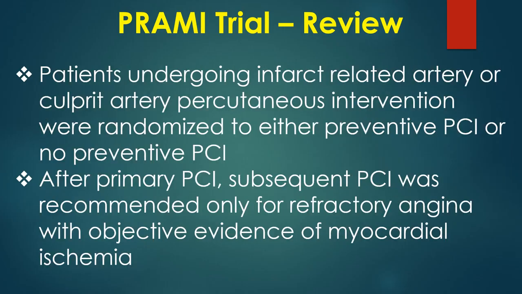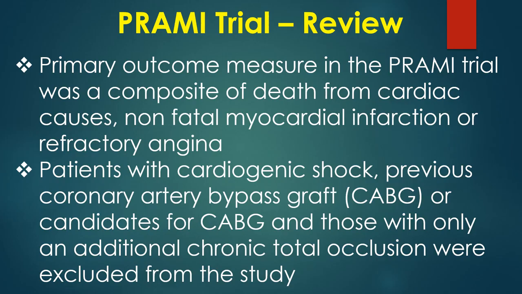Patients undergoing infarct-related artery or culprit artery percutaneous coronary intervention were randomized to either preventive PCI or no preventive PCI. After primary PCI, subsequent PCI was recommended only for refractory angina with objective evidence of myocardial ischemia. Primary outcome measure in the PRAMI trial was a composite of death from cardiac causes, non-fatal myocardial infarction, or refractory angina.